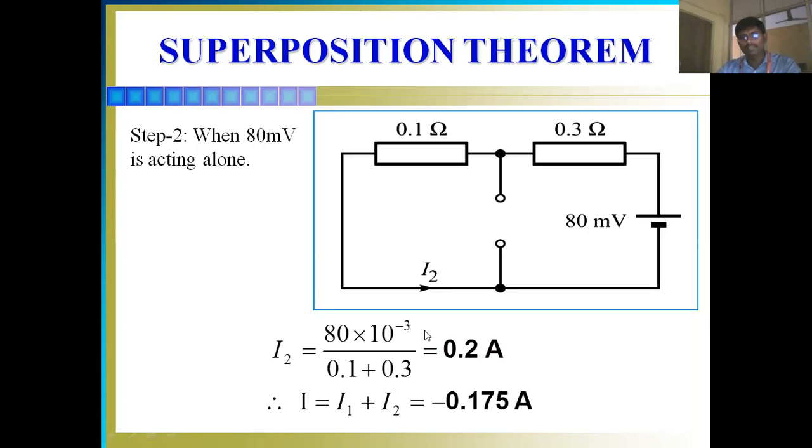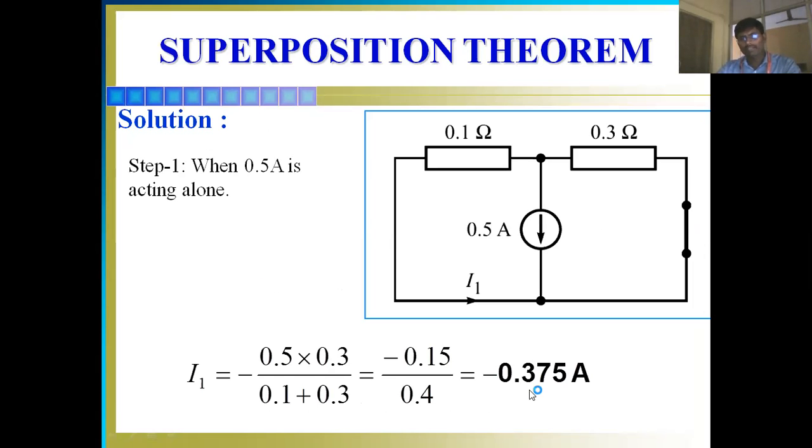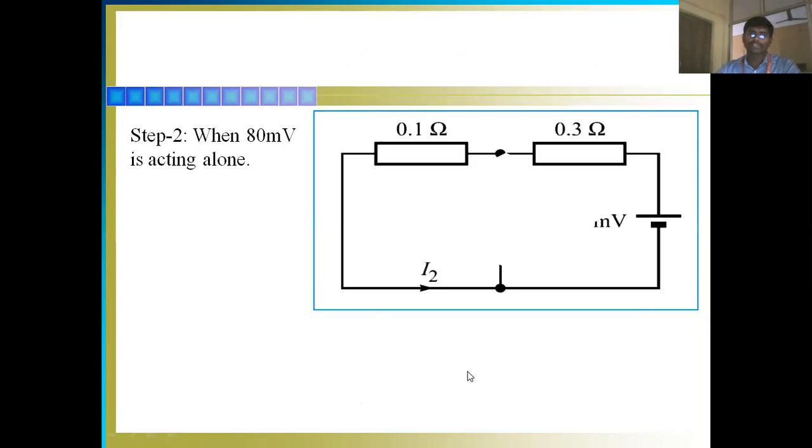And in the earlier case, the current is minus 0.375 amperes. Now, as per the superposition theorem, the response in any element is equal to the algebraic sum of responses caused by the individual sources acting alone. Now we have calculated the response caused by each source, source 1 and source 2. Now we have to sum up these two.